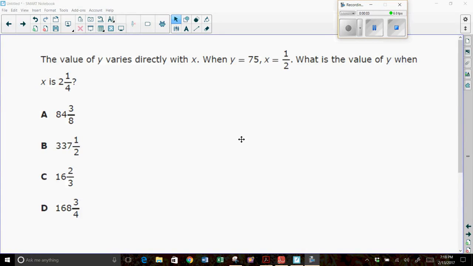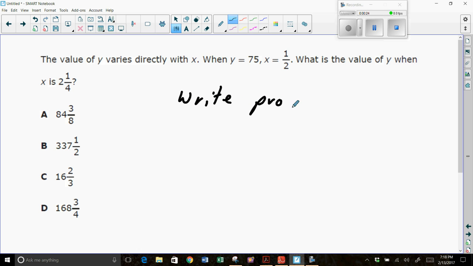Okay, so in this problem, it says the value of y varies directly with x. When y is equal to 75, x is equal to 1/2. What is the value of y when x is 2 1/4? So what I'm going to do here is write a proportion.